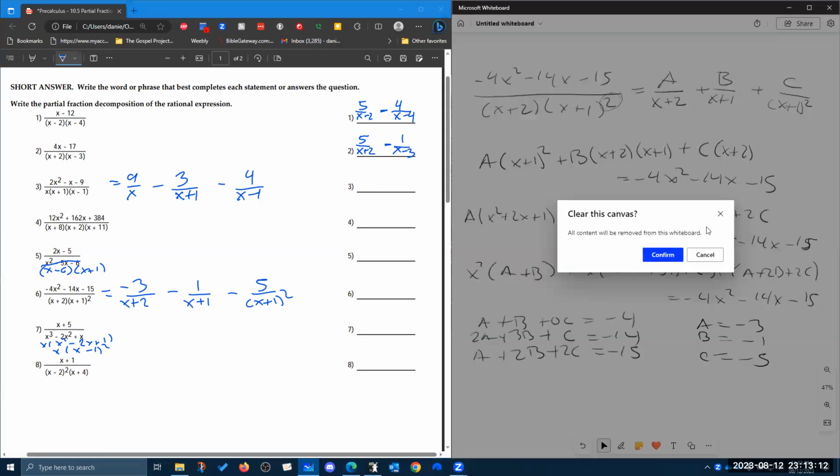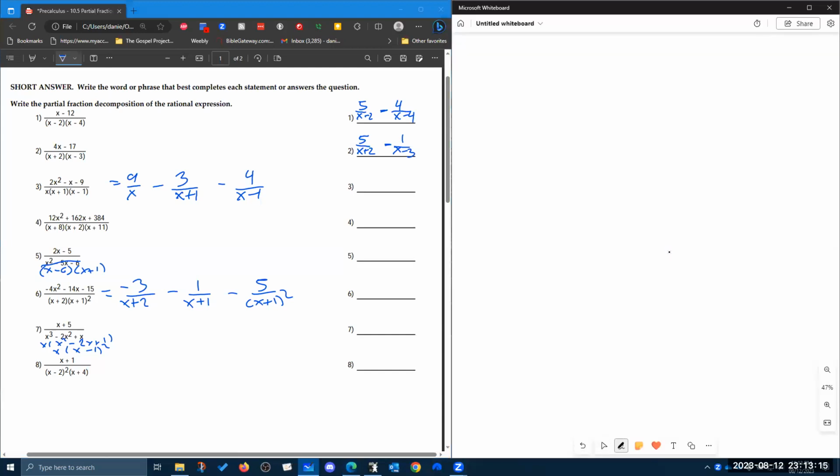Let me talk about what happens if you have an irreducible quadratic as a factor in the bottom. For instance, if I had x cubed minus 1 down here, and I had, I don't know, let's just say x plus 2 up here. And this is going to be x minus 1 times x squared plus x plus 1. This x squared plus x plus 1 doesn't have any more factors in the real world. It's only imaginary complex factors.